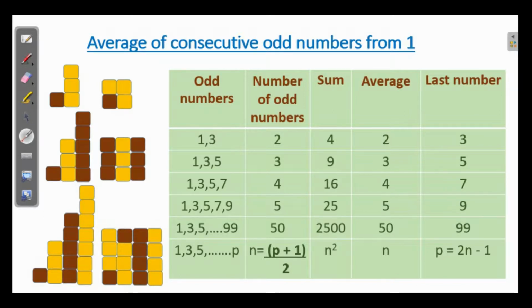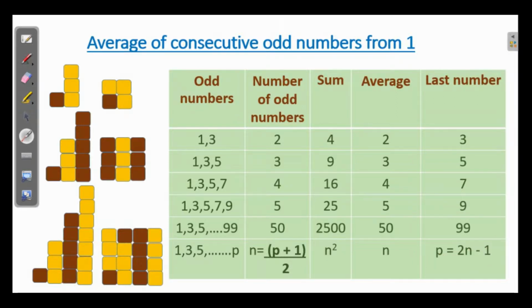And to find the last number also, there is a method. That is, the last number is 99 here. How do we get this 99 from this 50? 2 into 50, 100. 100 minus 1 is 99. 2 into 5, 10. 10 minus 1 is 9. 2 into 4, 8. 8 minus 1 is 7. So, P, the last number, is equal to 2 into number or average minus 1. That is the last number.